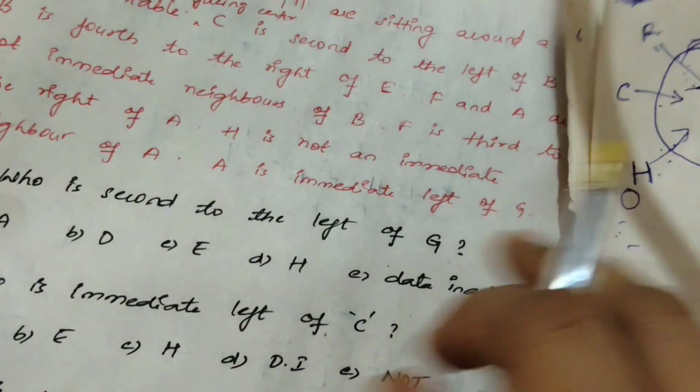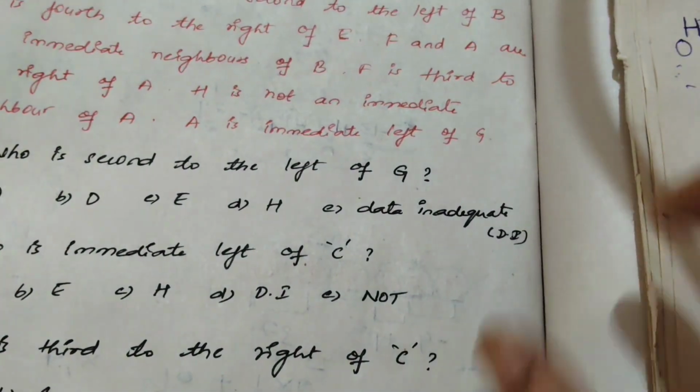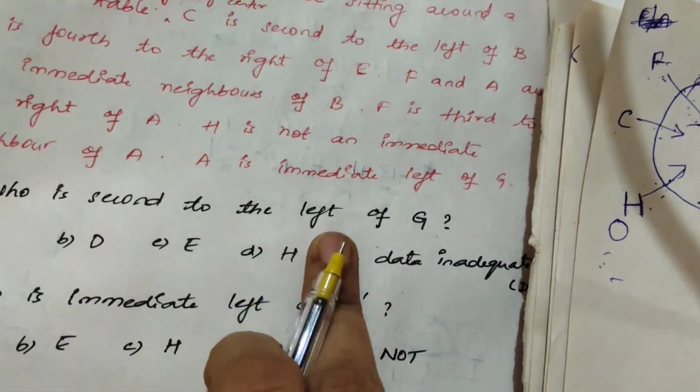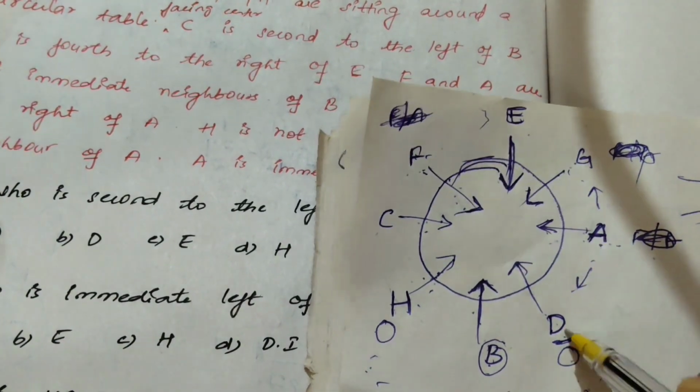Now see these questions. 5 questions will be there, and after getting this diagram, it is so easy to answer. Who is sitting second to the left of G? Now this is G. Second to the left means 1, 2. That is D.